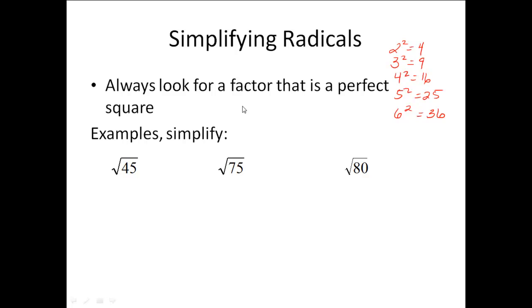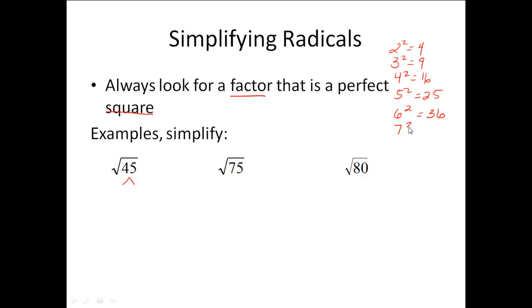So what we want to do is break these down. And we do that by looking for a factor that is a perfect square. So a factor means a number that we can divide into it. So factors of 45 would be 1 and 45, 5 and 9, 3 and 15. But we don't just want to pick any factors. We want to pick a factor that's a perfect square.